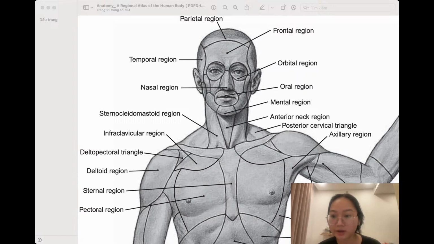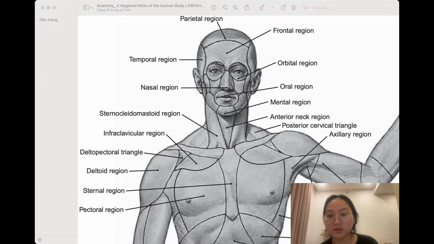Okay. Next one we're talking about here is the orbital region. It means talking about the eyes, and then the mental region we're talking about the chin. The anterior neck region: anterior is in the front, right, in the neck. And we also have a posterior cervical triangle. Posterior is on the back, and cervical is talking about the neck bone, the backbone of the neck.